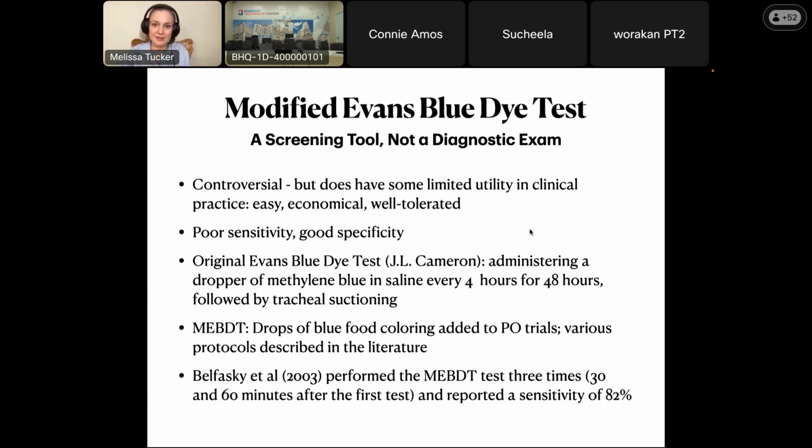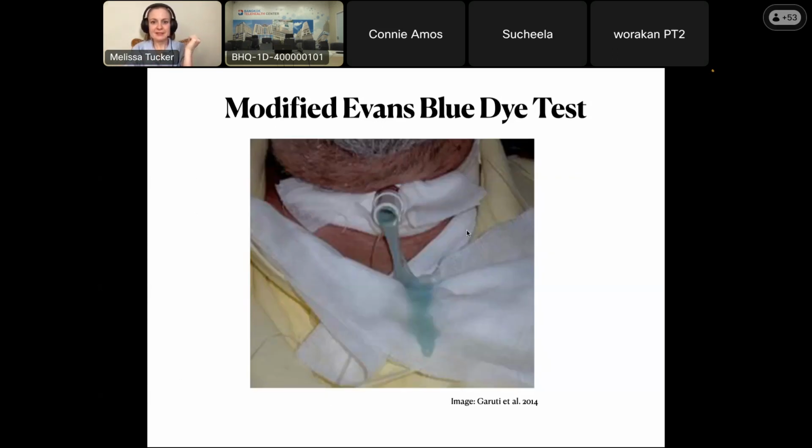They reported pretty good sensitivity. There are a lot of different protocols written about how long you wait to suction, whether you give one food texture at a time versus multiple. But the general principle is the same. You put dye in the mouth, you suction, and you hope that it's not in the airway. So here's an example of a patient who's had either blue food dye or methylene blue in their mouth, and it's coming out in their tracheal secretions. Essentially proof that they're aspirating.